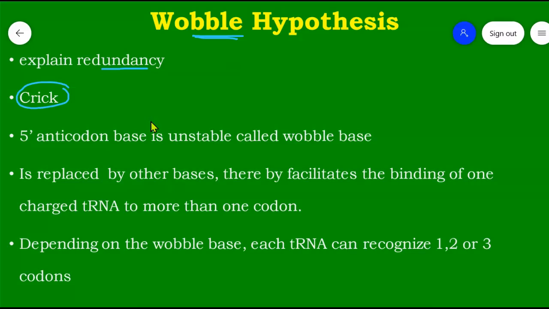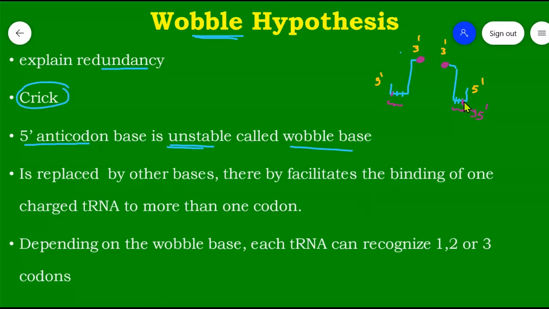According to this Wobble Hypothesis, the 5' anticodon base is unstable and it is called the wobble base. What is the 5' anticodon base? If we see these figures, this is 5', that means this is the 5' anticodon. This is the anticodon on the tRNA. Then which is the 5' anticodon base? This last one is the 5' anticodon base.